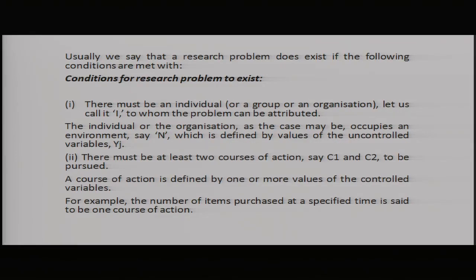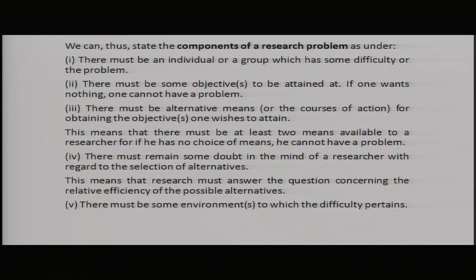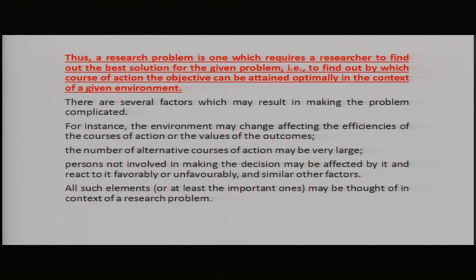So these are the conditions for a research problem to exist. There is one small example they have given, taking two courses of action, C1 and C2, explained in terms of some control variables. We will not go deep into this. Directly I will start with the requirement. A research problem can be of small or large magnitude; it depends upon its frame, that is, the context in which it is dealt with. Any area or field you pick, the problem may not remain the same.